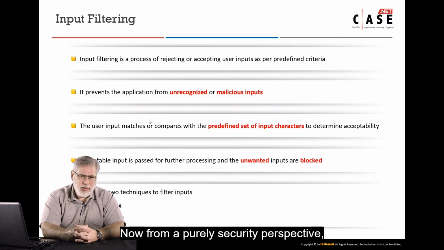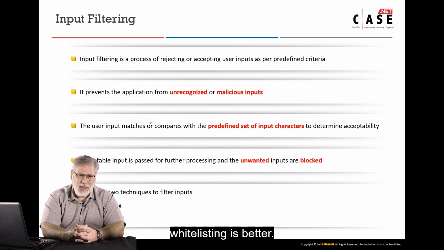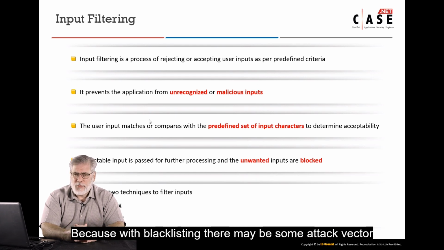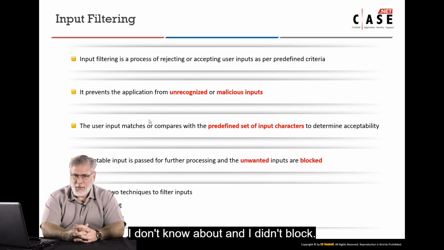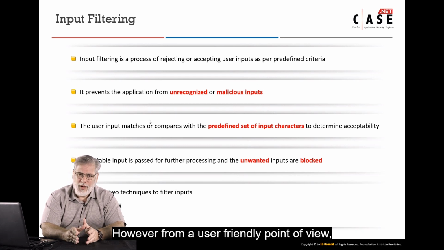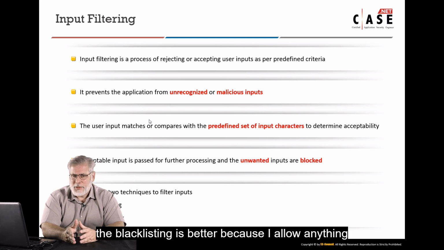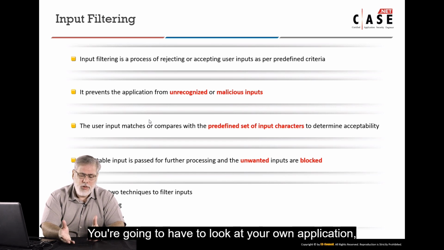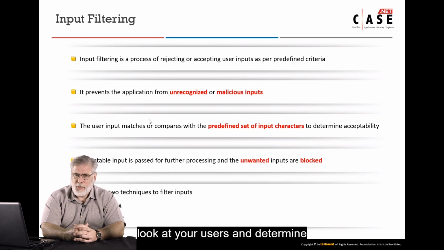Now, from a purely security perspective, whitelisting is better. Because with blacklisting, there may be some attack vector I don't know about and I didn't block. However, from a user-friendly point of view, the blacklisting is better because I allow anything that wasn't explicitly blocked. You're going to have to look at your own application, look at your users, and determine which is more appropriate for you.